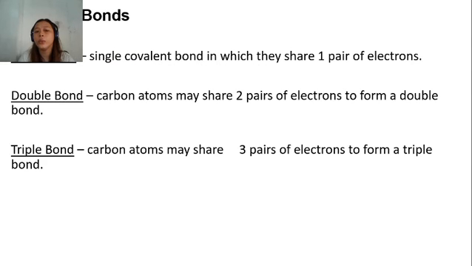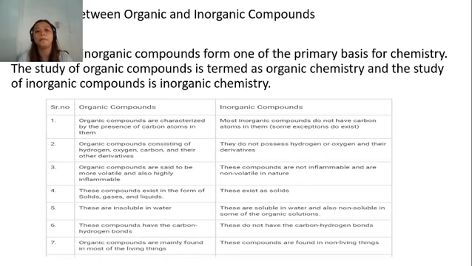So what are the different bonds? We have the single bond, single covalent bond, in which they share 1 pair of electrons. Double bond, carbon atoms may share 2 pairs of electrons to form a double bond. And the triple bond, carbon atoms may share 3 pairs of electrons to form a triple bond.